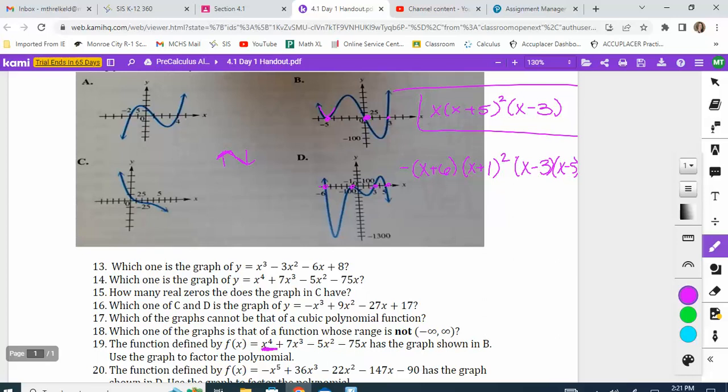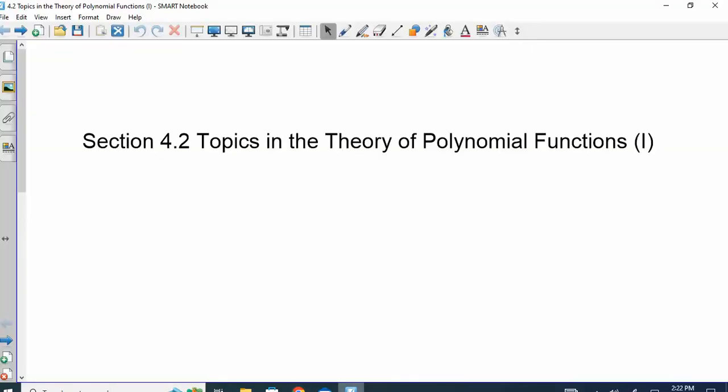Do notes in our notebook today. We're going to start 4.2. I won't get all the way through it. And then we are going to do Math Excel.